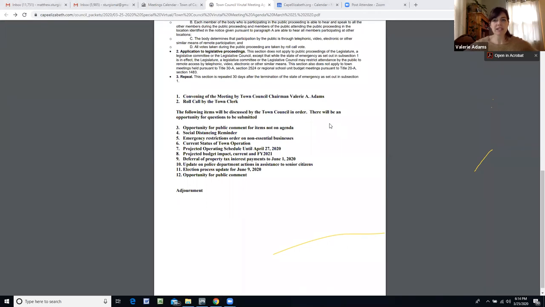Okay, so moving on to the next item, number five, emergency restrictions order on non-essential businesses. This is something for the council to discuss. I did draft up a proposed order, which was posted on the website and part of the materials for this evening.